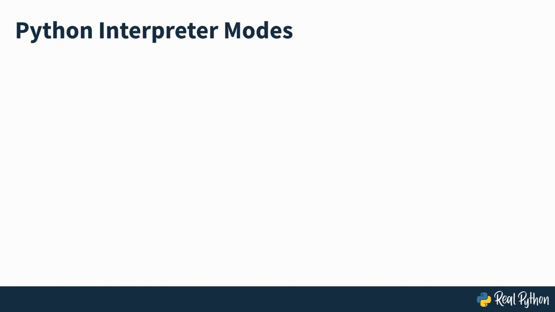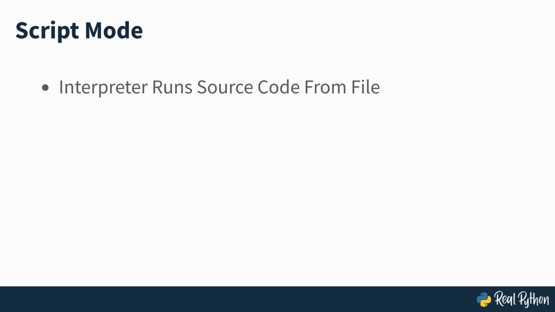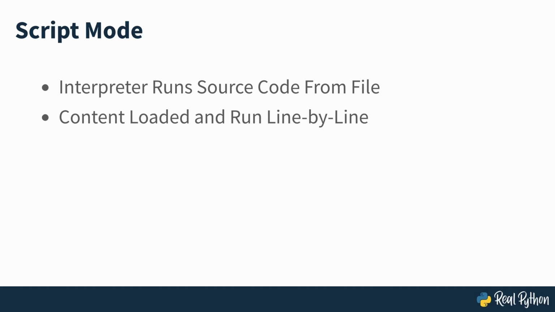The Python interpreter can execute Python code in two modes: script or program mode, and interactive or REPL mode. In script mode, you use the interpreter to run a source file as an executable program. In this case, Python loads the file content and runs the code line by line, following the script or program's execution flow. By way of contrast, interactive mode is when you launch the interpreter and use it as a platform to run code that you type in directly.